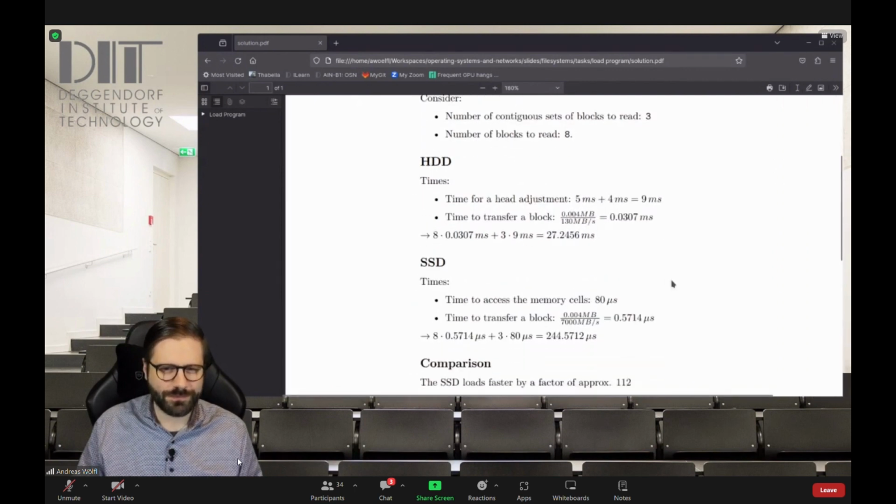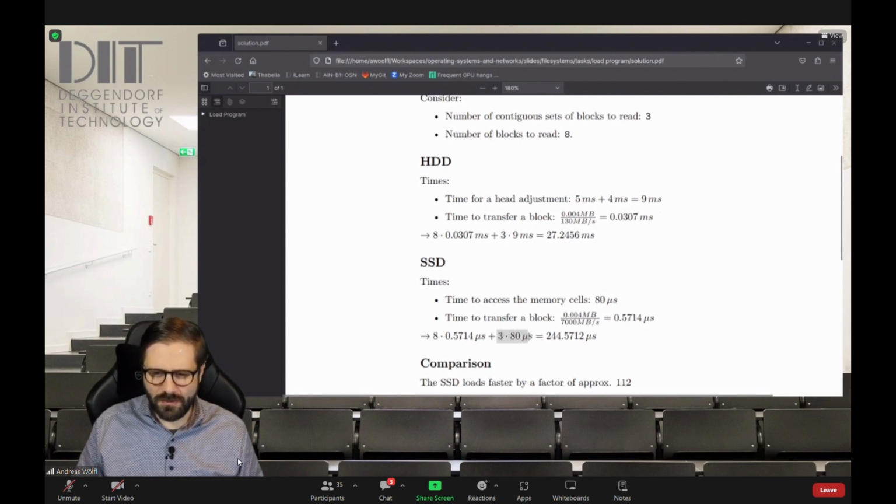So for HDDs, we had the calculation that we have 3. Okay, perfect. To enlarge this, so we had 9 milliseconds delay. We need to add 3 times the 9 milliseconds latency into our calculation, and 3 times 9 is 27. So the lion's share of the total transfer time is the latency that we require here. And for SSDs, we have the 80 microseconds here.